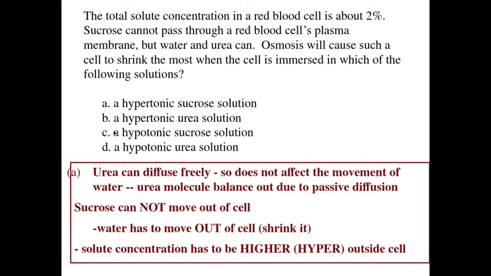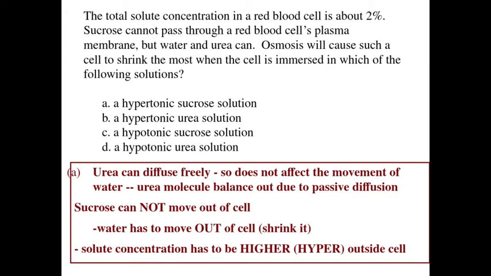It's just moving by itself. If we would put the cell in a hypotonic sucrose solution, then that would mean you would have fewer solute particles on the outside of the cell than inside, and that would actually cause the cell to swell because there'd be more sucrose on the inside of the cell, and that would cause the water to go in. So that wouldn't make it shrink. And then question D is hypotonic urea solution, and we can throw that out because urea can diffuse freely, so it doesn't affect the movement of water. So automatically you can throw out B and D because urea is not doing anything. It's not affecting the movement of water.